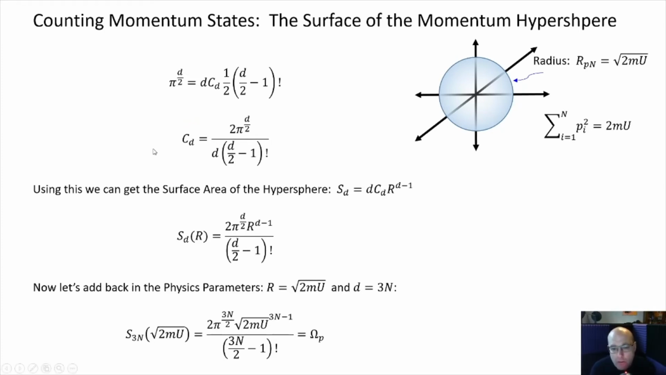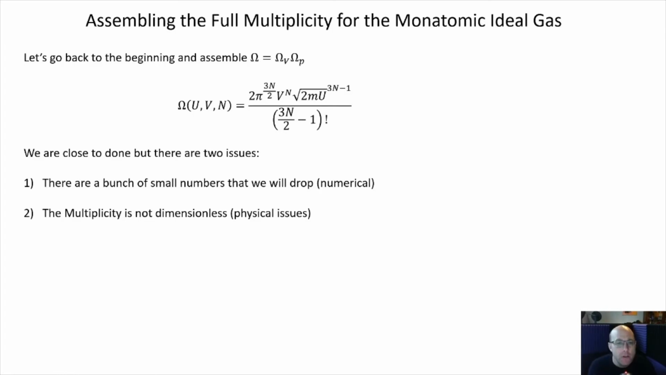But we got a little ways to go yet, because we need to try to put all this together. So we need to take our omega p, the number of allowed momentum states on the hypersphere surface, multiply through by the number of allowed microstates associated with the coordinate space. So that's just v to the n. So we get this extra factor of v to the n. So there are two issues we have to deal with in this formula. This formula is not usable as it stands.